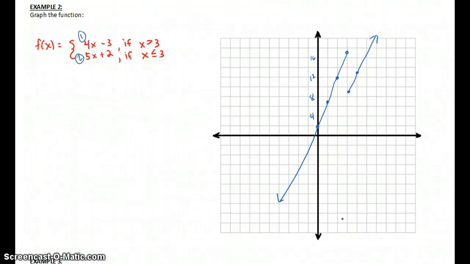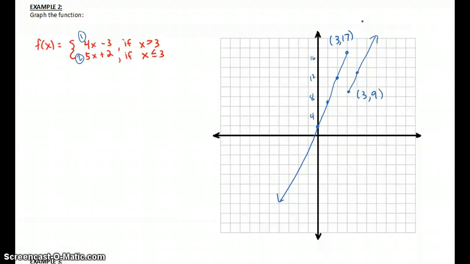And then notice that we have two function values graphed. We've got the point 3, 9 and the point 3, 17. We can only use one of those, otherwise it's not a function. So we go back to our definition and we see that we wanted the line 5x plus 2 whenever x was exactly equal to 3. So that's our left portion.